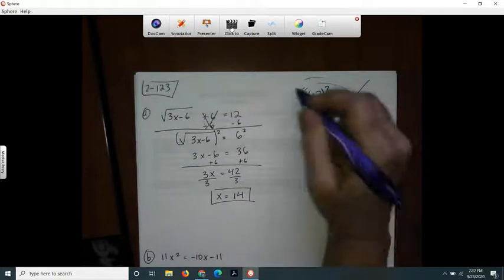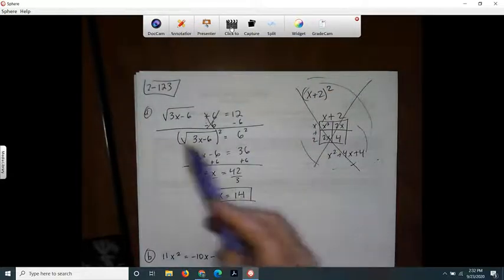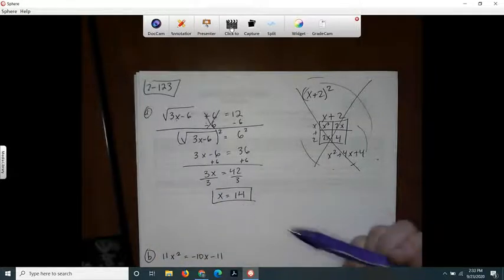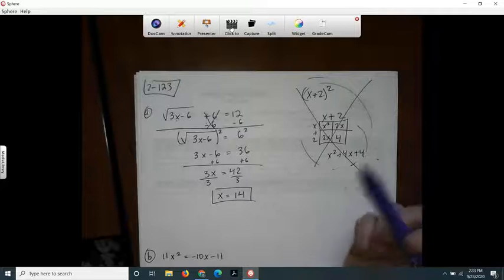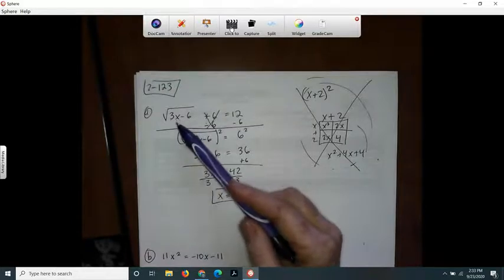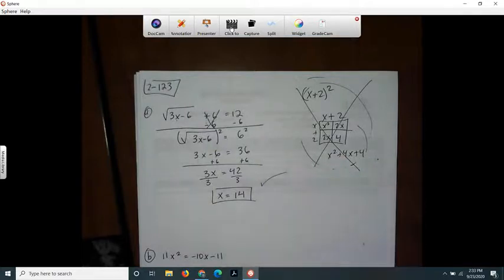Okay, so you're supposed to plug it back in to make sure it works. So 3 times 14 is actually 42, I think. And 42 minus 6 is 36. And the square root of 36 is 6. And 6 plus 6 is 12. So we know this one works. So we're going to say yes, that worked.